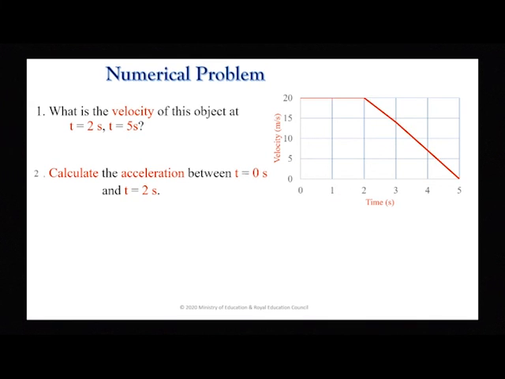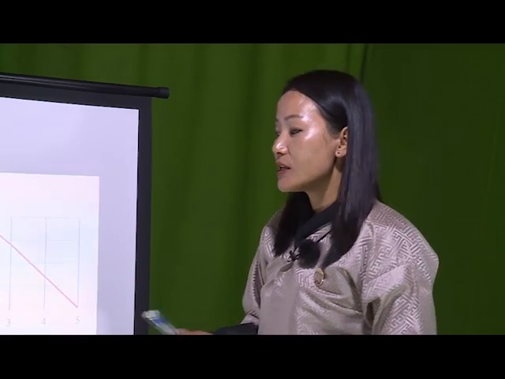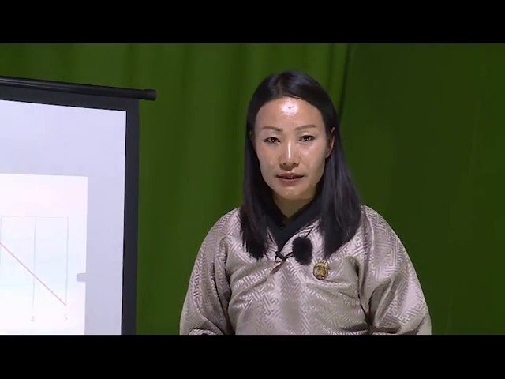And what is the time taken from 0 to 2 seconds? It is 2 seconds. Now using the formula, if we plug in the values, we get the answer as 0 meter per second square. So what is 0 meter per second square? 0 here means there is no acceleration.